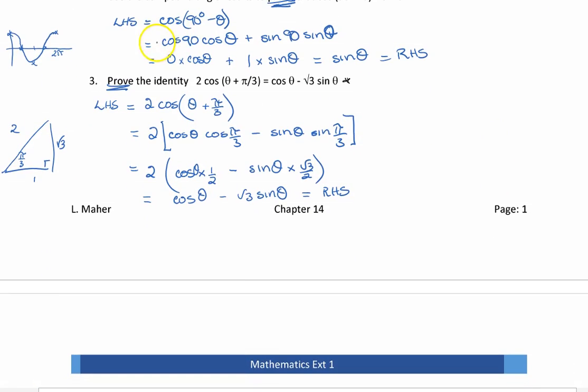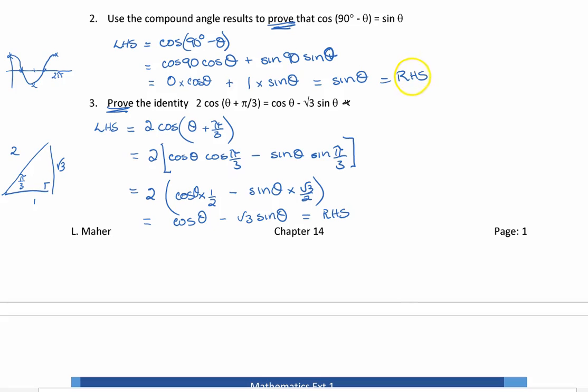We know the cos of 90 is 0. Cos of theta is cos theta. Sine of 90 is 1. And sine theta is sine theta. Anything multiplied by 0 is 0, and 1 times sine theta is sine theta, which is actually the right-hand side. Therefore, you've proven or shown that the left-hand side is equal to the right-hand side. This is an identity that hopefully you recognise, because you've seen that since stage 5.